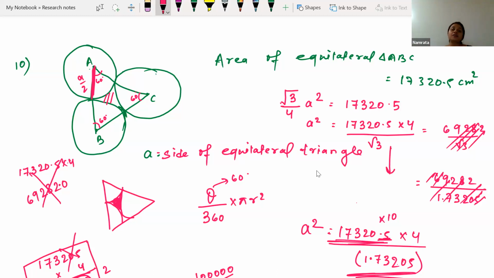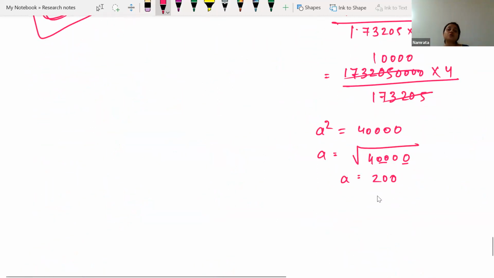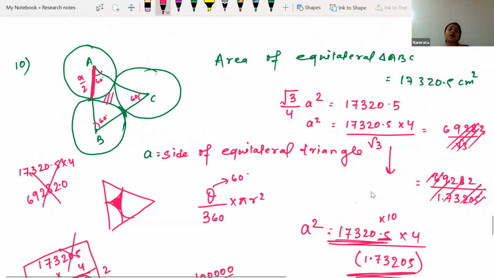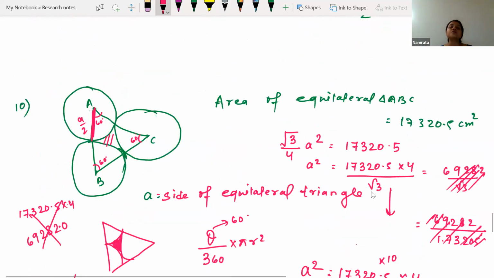What is our r? R is half of the length of the side. The side we have got as 200 centimeter. So r will be half of that, that is 100 centimeter. Is it okay? Yes, ma'am.